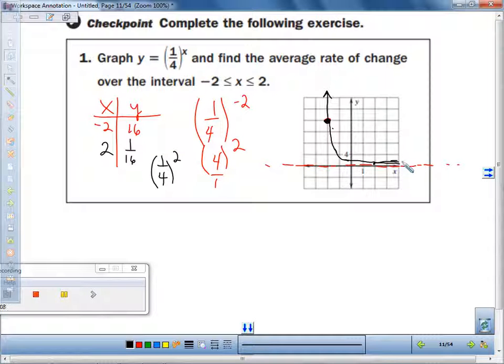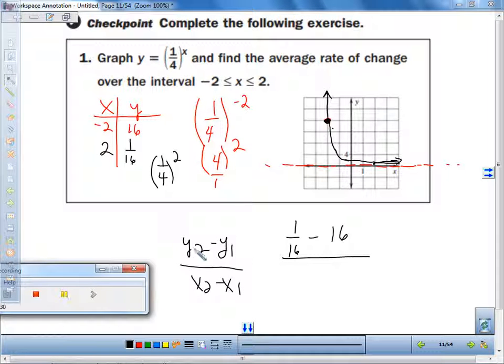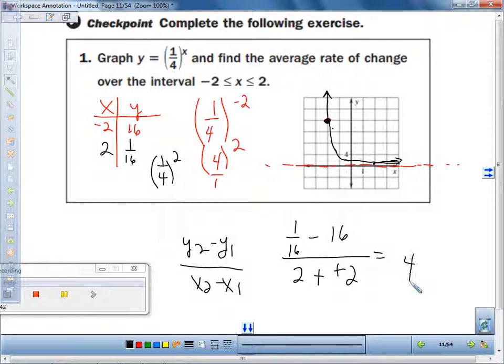But again, establish your asymptote, okay, and then draw your graph with the 2 points. Now the average rate of change, to come up with it, we're going to use these points. So our second x and our second y, so it's going to be 1/16 minus 16 over, because remember it's y2 minus y1 over x2 minus x1. So then it's going to be 2 minus -2. So it's going to end up being 4 again here.